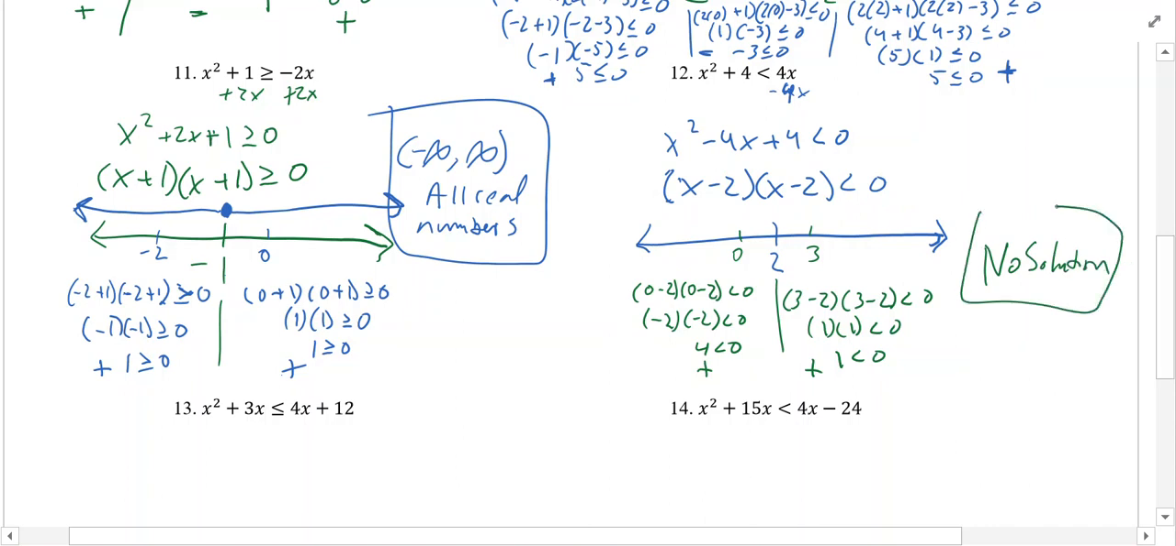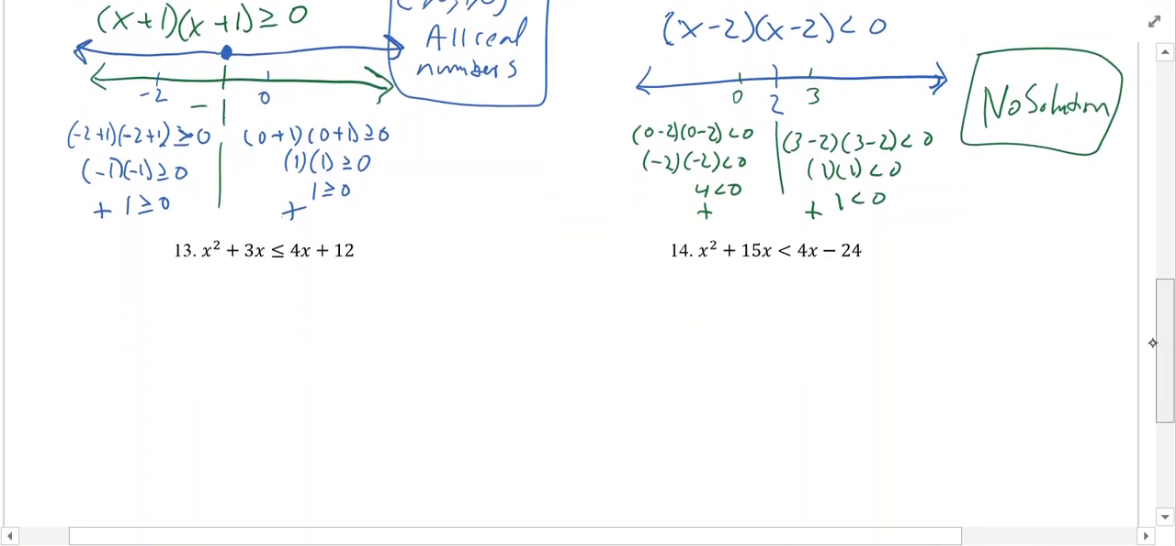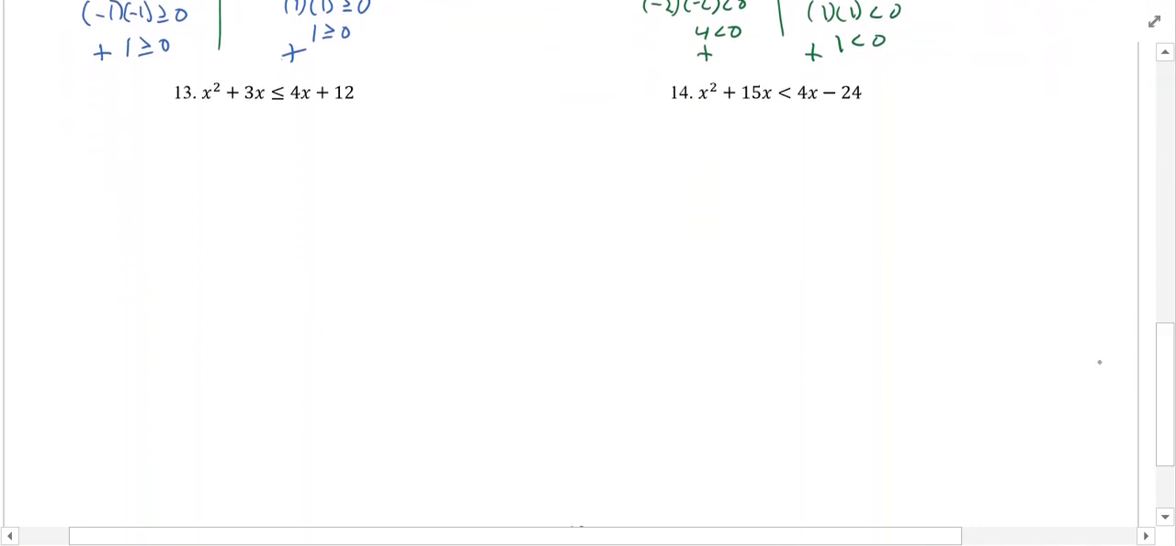All right, so go ahead and take a look at 13 and 14. You want to combine all the like terms, set to 0, and then find the factor, find the roots, and solve, okay? So go ahead and pause the video and try those last two.